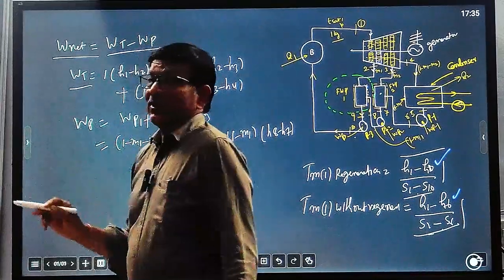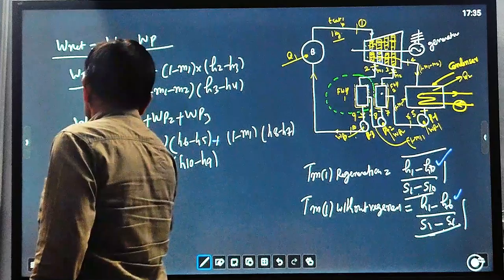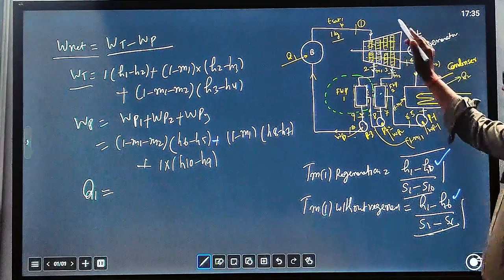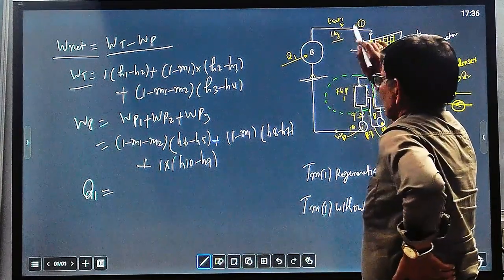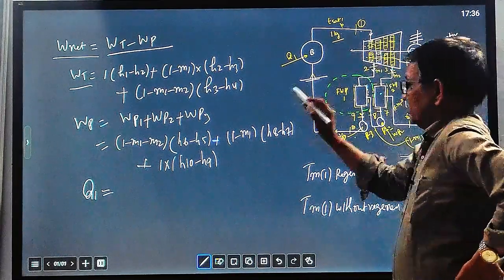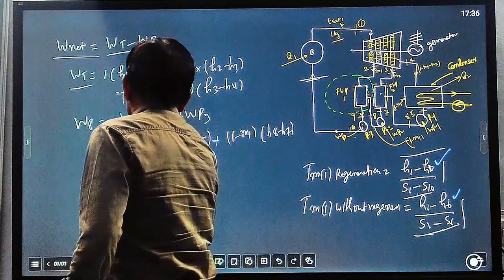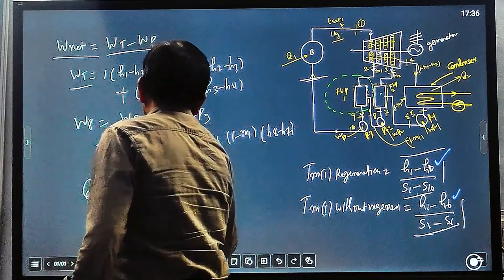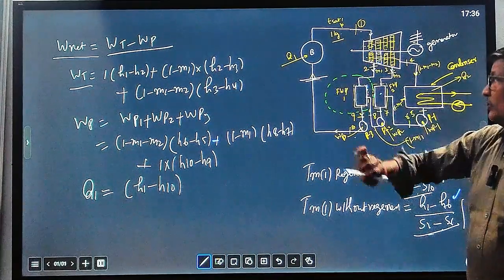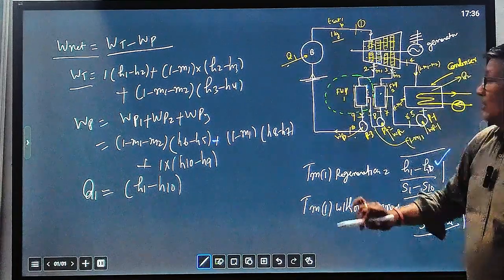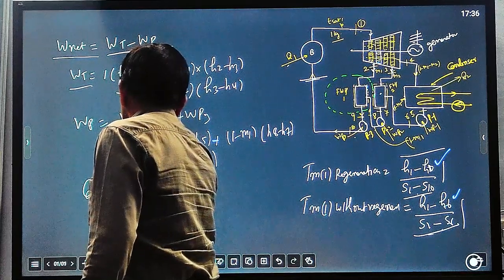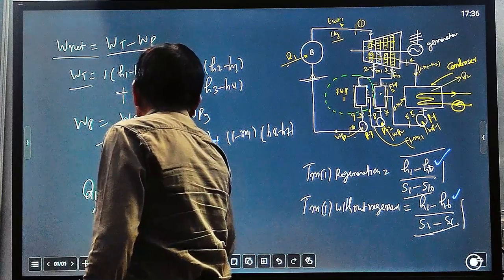Now the next thing is what is the heat supplied, Q1. Q1 equal to heat supplied means input energy given. Here you can see input energy is given only from H10 to H1. This is the only way. H10 to H1 is heat energy given, so it is equal to H1 minus H10. This is the enthalpy difference from inlet to exit of the boiler. So this is the amount of heat given in this way. So this is Q1, and now you can find out thermal efficiency, and thermal efficiency is equal to W net upon Q1.